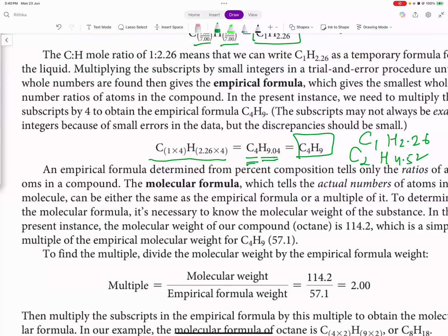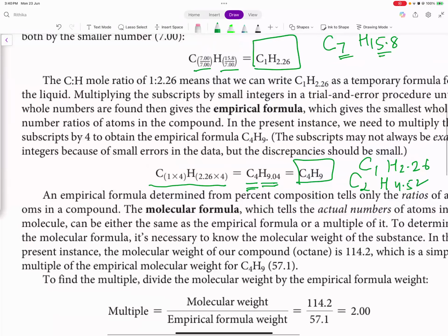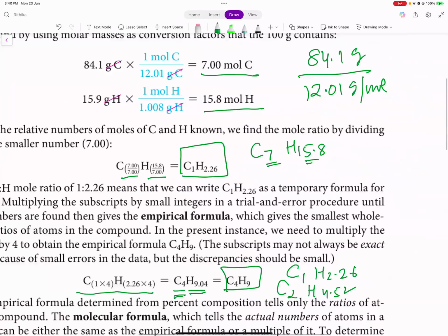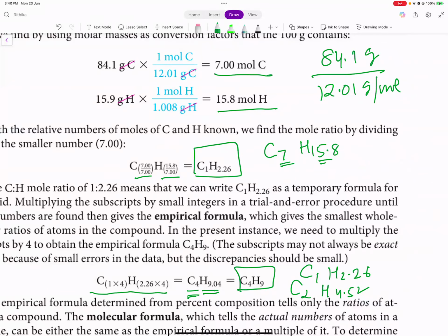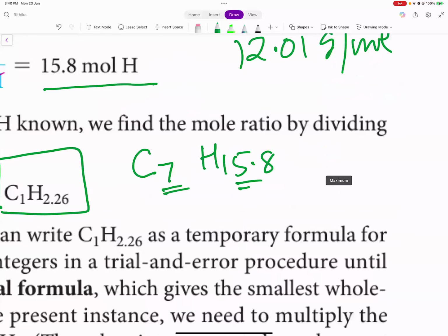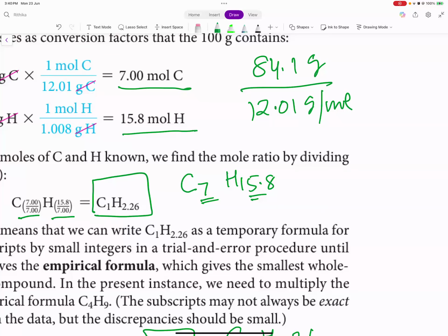No problem. Okay, so empirical formula is nothing but the simplest ratio. Got it? I still do not get why we divided in the first case and multiplied. Because this is the method. Initially we got C7H15.8, so we have to fix the numbers, right? It is best that first we reduce them to the smallest numbers and then start multiplying. In this case, it's already the smallest number.